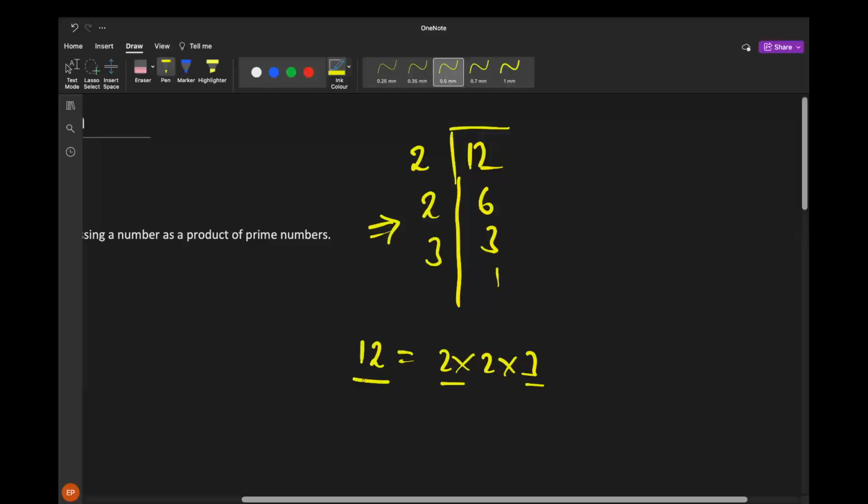So we can represent any number, not only composite, not only prime, any number. We can represent any number as a product of prime numbers. These are prime numbers, right?